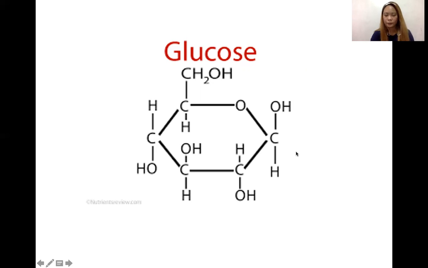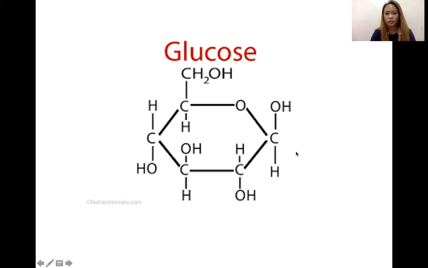And then here, the OH here will bond with the hydrogen here. Okay, so here. So this is your alpha 1,4.